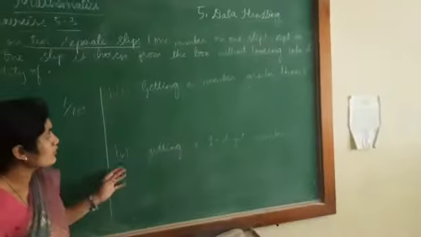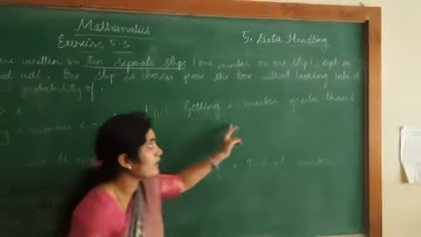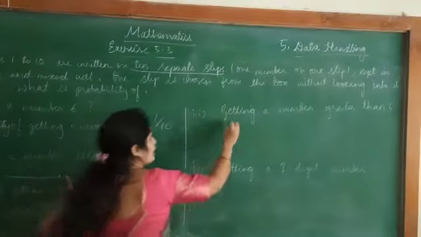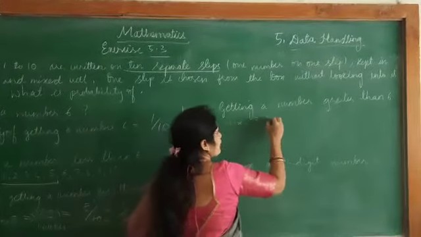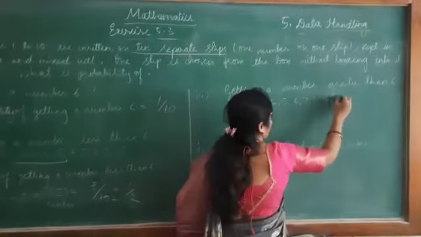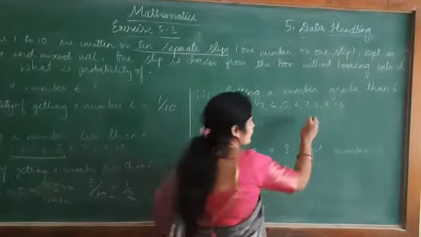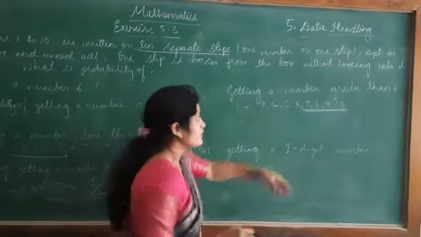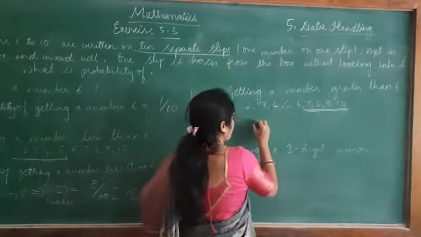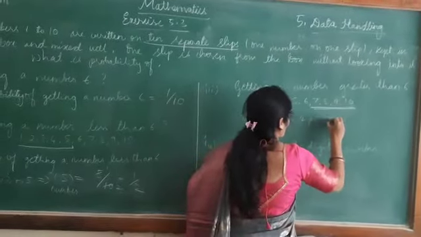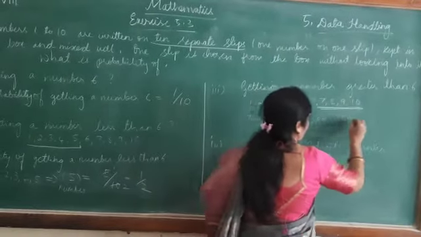Now let us move on to the third part in the same question. Getting a number greater than 6. Here you can see 1, 2, 3, 4, 5, 6, 7, 8, 9, 10. In this we have 4 numbers greater than 6. So 7, 8, 9, 10 are 4 possibilities, 4 possible outcomes.